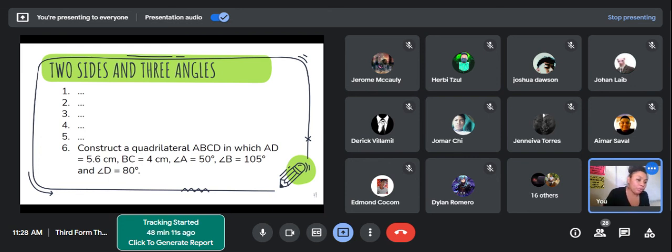And with your protractor, you're going to be measuring 50, 105, and 80, because none of those angles can be constructed using your compass. All of them have to be done with the protractor. So you guys can do that one on your own. You won't die. You can do it on your own.